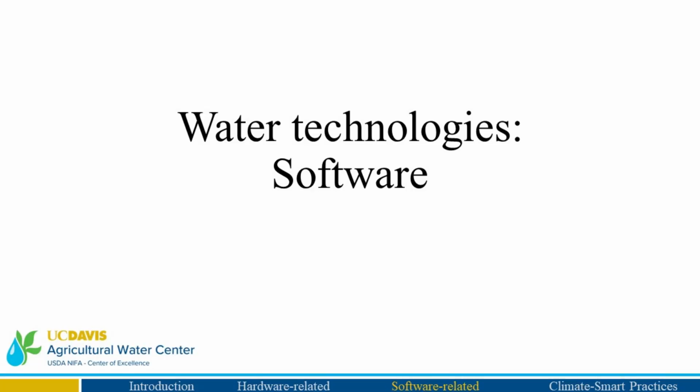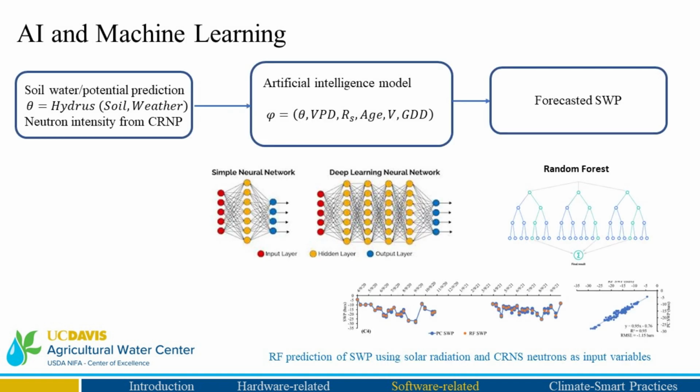Then you come to software technologies or water technologies that are not hardware, but software. And everybody's talking about AI and machine learning. There are many applications of AI and machine learning in water management. We have been playing with deep neural networks or random forests, and these are basically black boxes. If you can train them with sufficient data with inputs, they're very good at mapping input to output, okay?